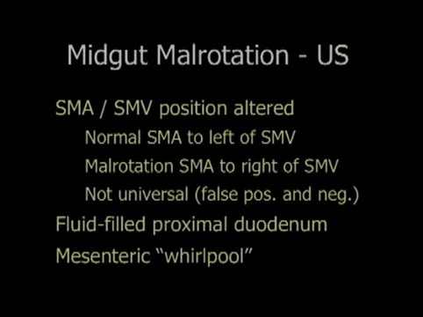Normally, as we saw, the SMA and SMV are positioned such that the SMA is posterior and to the left of the superior mesenteric vein. When you have malrotation, these relationships change, and typically you'll have the SMA to the right of the SMV. Now, this is not universal, unfortunately. There are false positives and negatives. Other things we can look for are a fluid-filled proximal duodenum, indicating obstruction, or a mesenteric whirlpool sign, which shows the rotation of the vessels.